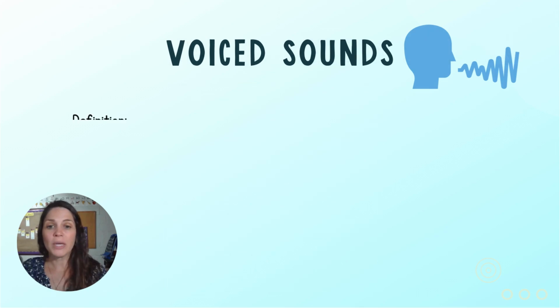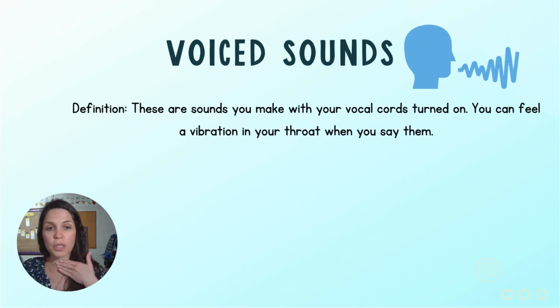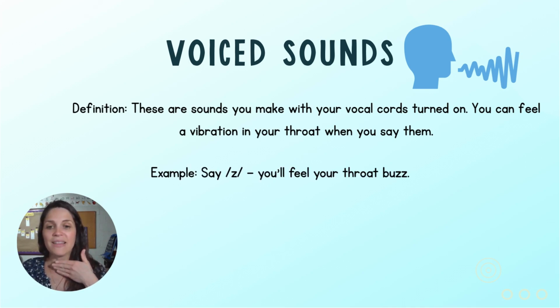First, let's talk about voiced sounds. By definition, these are sounds that you make with your vocal cords turned on. So you can feel a vibration in your throat when you say them if your hand is touching your voice box. So for example, say the Z sound. Put your hand here and repeat it. Z. Okay, you can clearly feel your throat buzz.